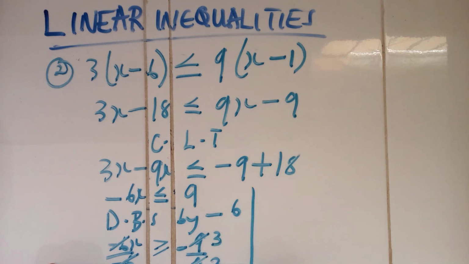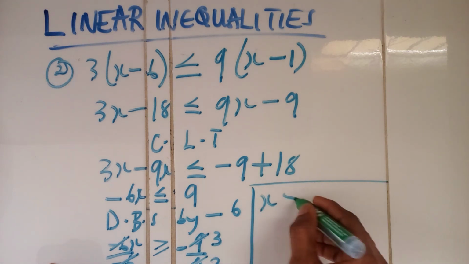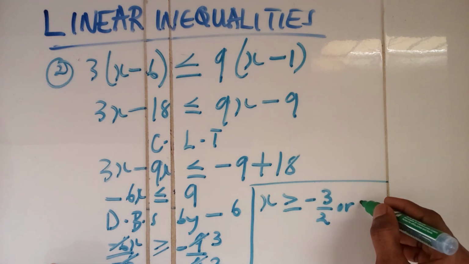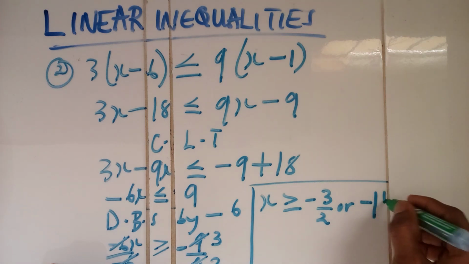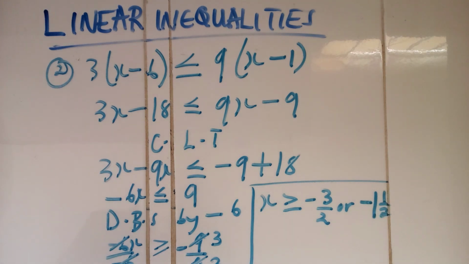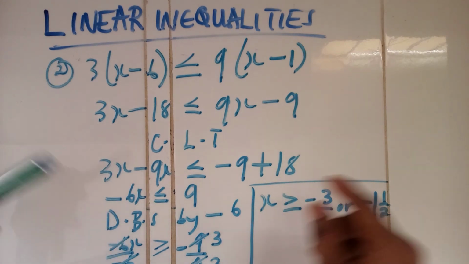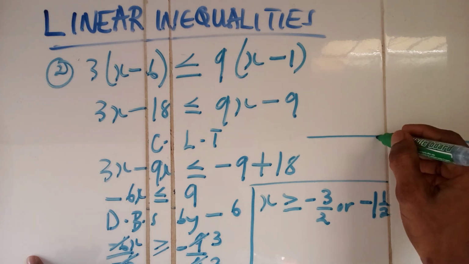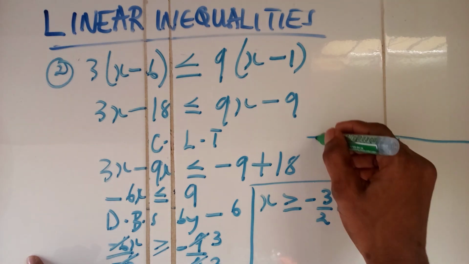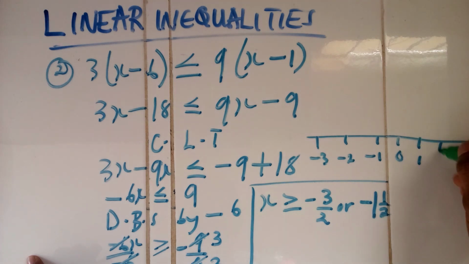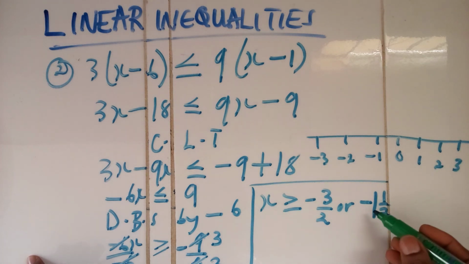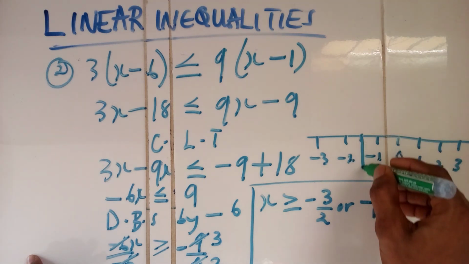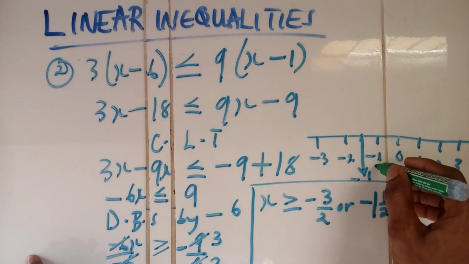So your result is simply x is greater than or equal to negative 3 over 2, or negative 3 over 2 as a mixed fraction, that is negative 1 whole number 1 over 2, which is negative 1.5. So I want to show this result on a number line graph. So I will have my number line like this. This is 0, this is negative 1, negative 2, negative 3. To the positive, this is positive 1, positive 2, and then 3. So negative 1.5 should be between negative 1 and negative 2. So negative 1.5 should be here.